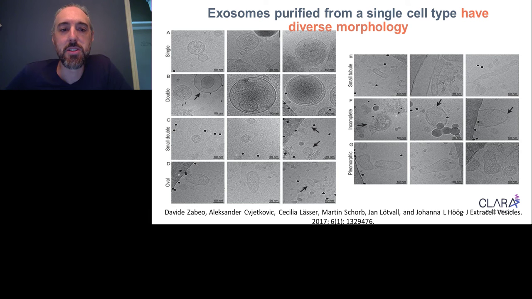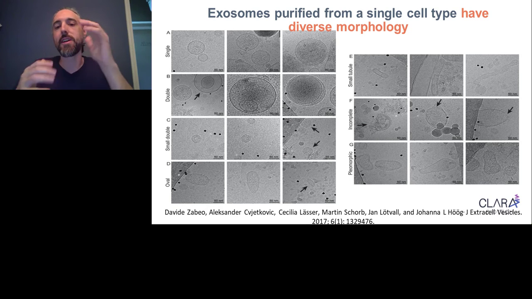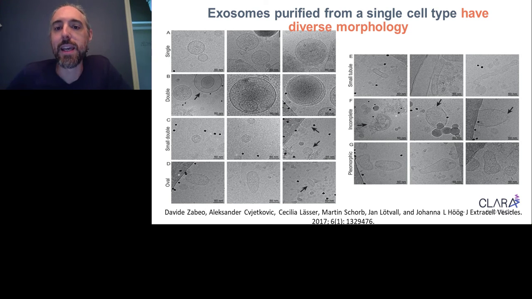These are really interesting images that show the diverse morphology of exosomes. So we simplify exosomes in the literature as a spherical lipid nanoparticle. In reality, the biology is slightly more complex. If you look at the top row, you can see single exosomes. That's how we normally think of exosomes. However, if you look at the second row, you see what they call double exosomes. Double exosomes is actually an exosome inside of an exosome. This is very challenging to think of in terms of size, but the variance there is great.